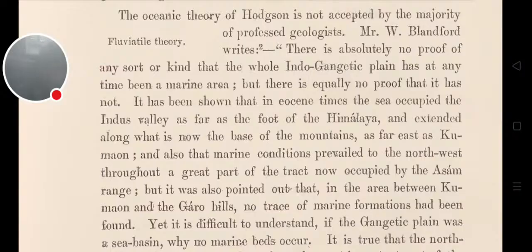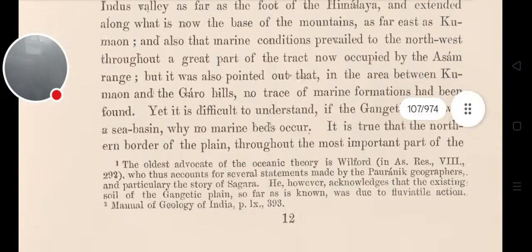It has been shown that in Eocene times, the sea occupied the Indus Valley as far as the foot of the Himalaya and extended along what is now the base of the mountains as far east as Kumaon, and also that marine conditions prevailed to the northwest throughout a great part of the tract now occupied by the Assam range.